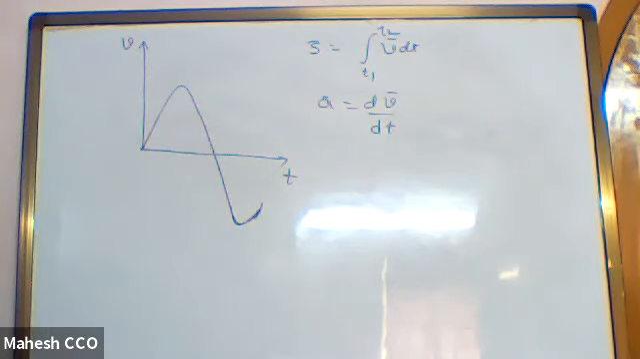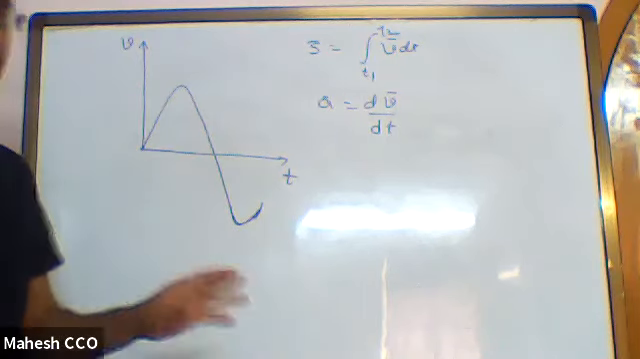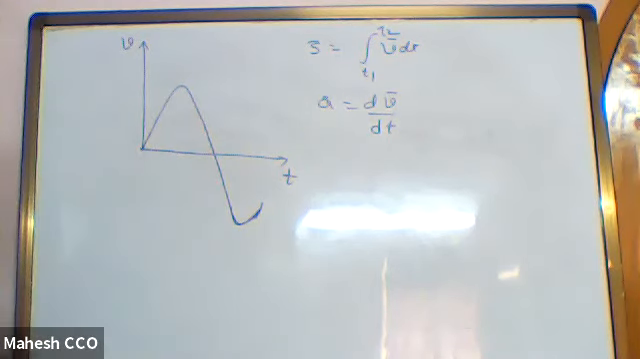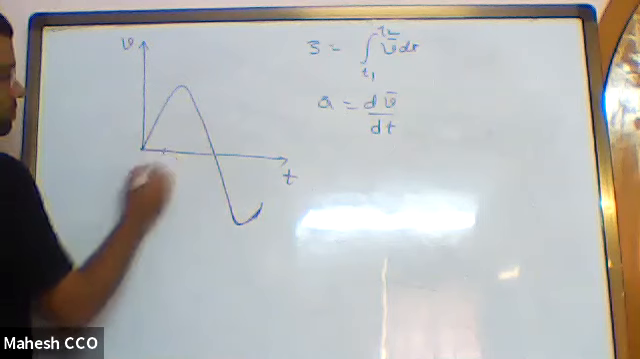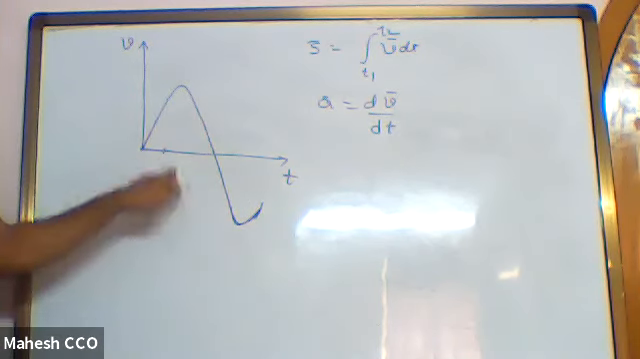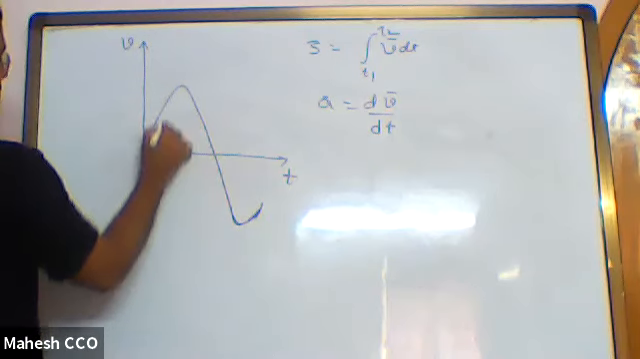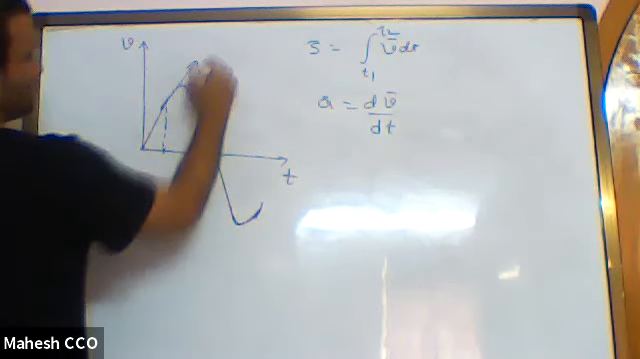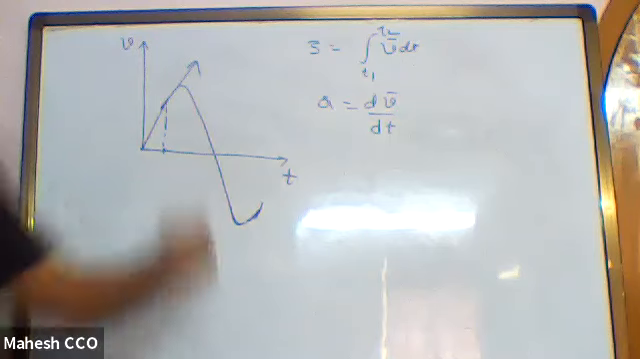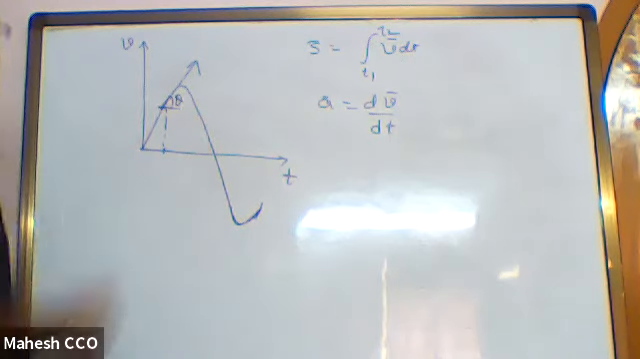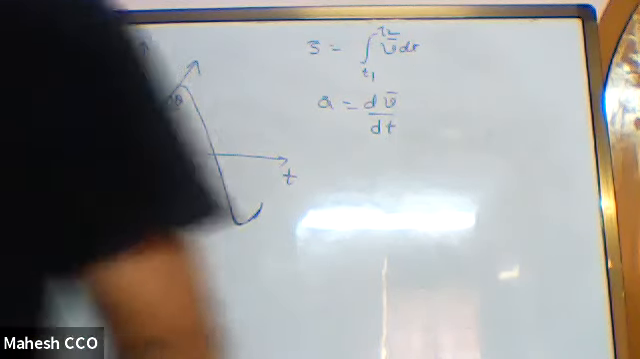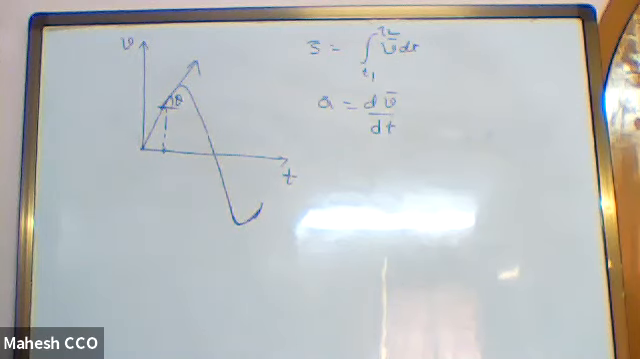Now, suppose at any instant I want the acceleration, suppose at this instant of time I want the acceleration. Go to the graph, draw a tangent, find the angle theta and then tan theta, that is the slope of the tangent. The slope of the tangent there gives you the acceleration at that particular instant.